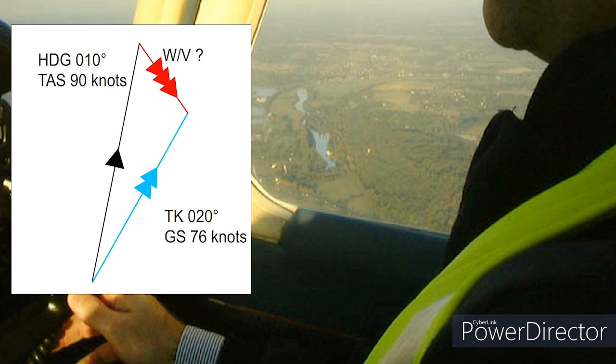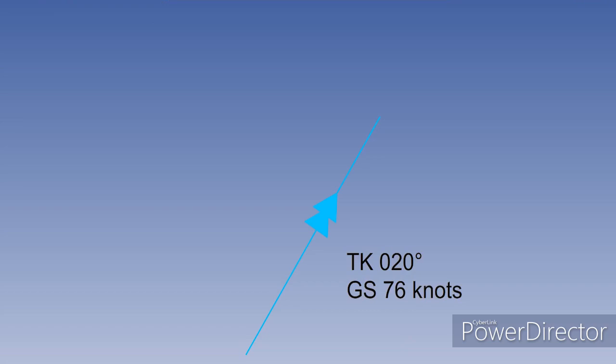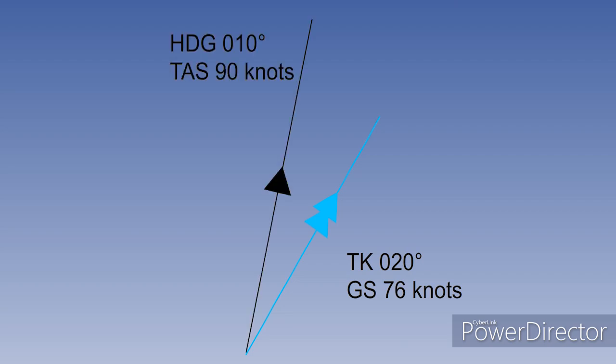Let's consider the triangle of velocities more closely. We have a track direction, 020 degrees, and length, ground speed 76 knots, drawn to a suitable scale. We have heading direction, 010 degrees, and length, true airspeed 90 knots, drawn to the same scale. We can now complete the triangle of velocities by joining the two upper marks on the track and heading vectors. This gives us a wind from 330 degrees at 20 knots.